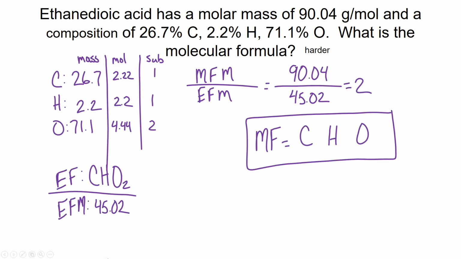All right. So if we get to this point and we find out our empirical formula is CHO2, we can solve for our empirical formula mass. The molar mass of that is 45.02. In the problem, our molecular formula mass that was given was 90.04. So 90.04 divided by 45.02 gives a multiplier of 2. So what should my chemical formula be from a molecular formula?